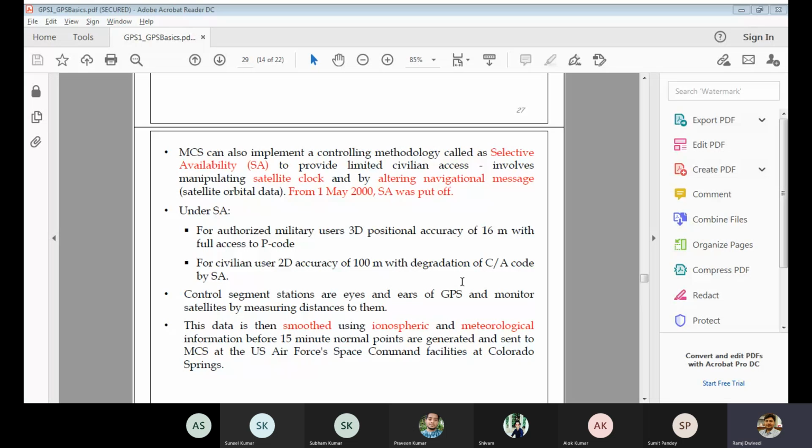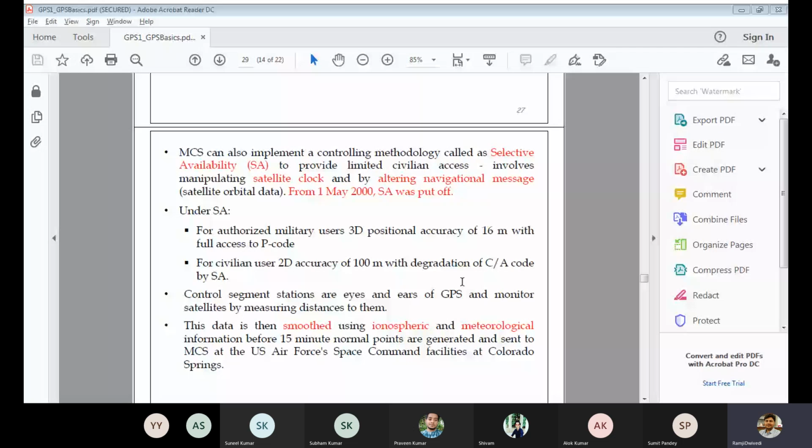Under SA, what was there? For authorized military users, 3D positional accuracy of 16 meters with full access to the P code. For civilian users, only 2D accuracy of not more than 100 meters, with the degradation of the CA code by selective availability. The control segment stations are the eyes and ears of GPS and monitor satellites by measuring distances to them.